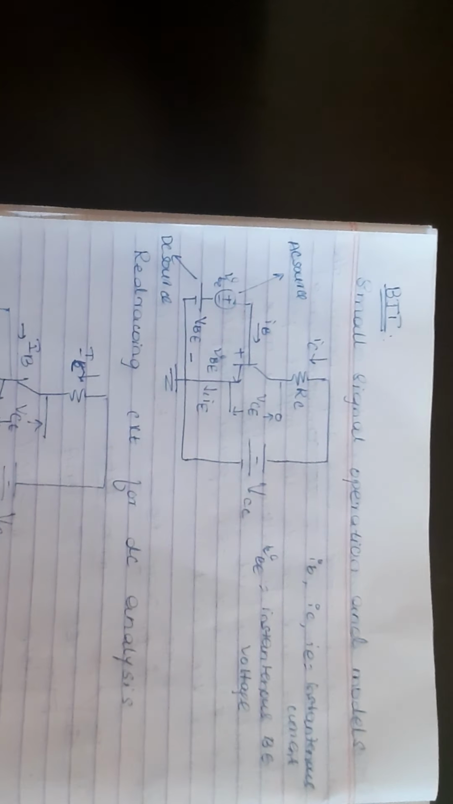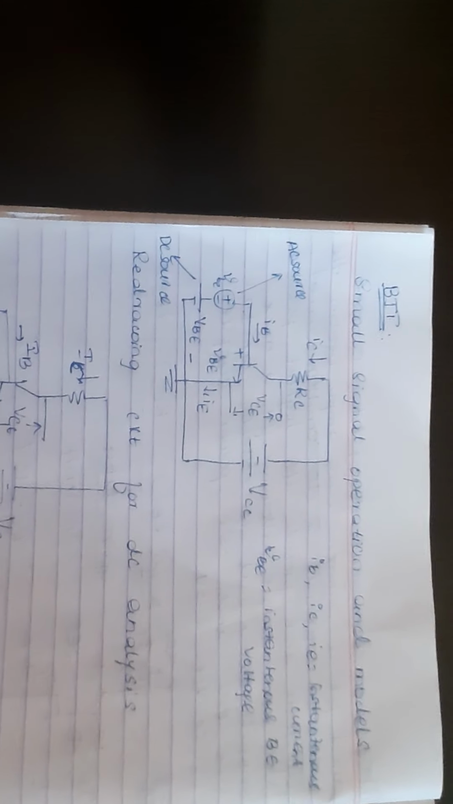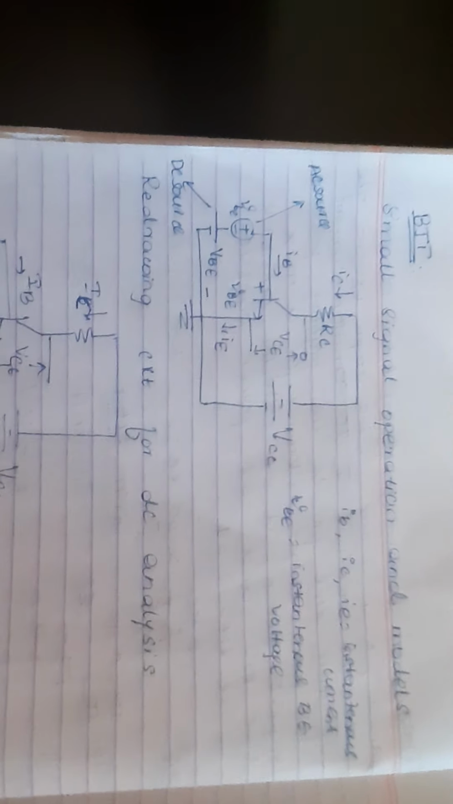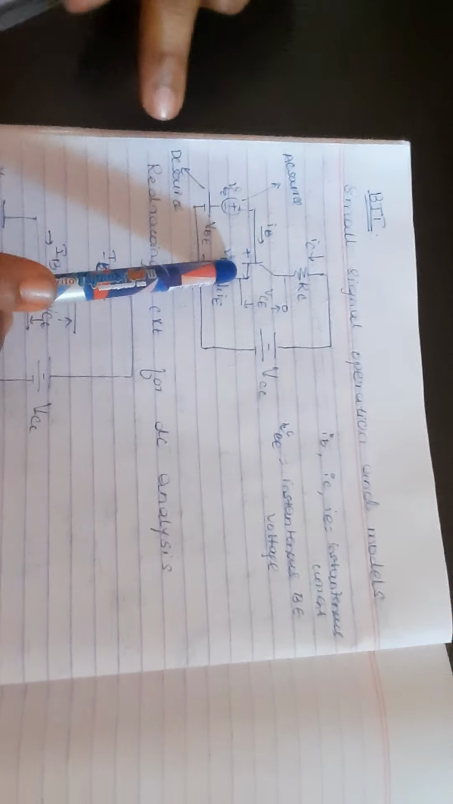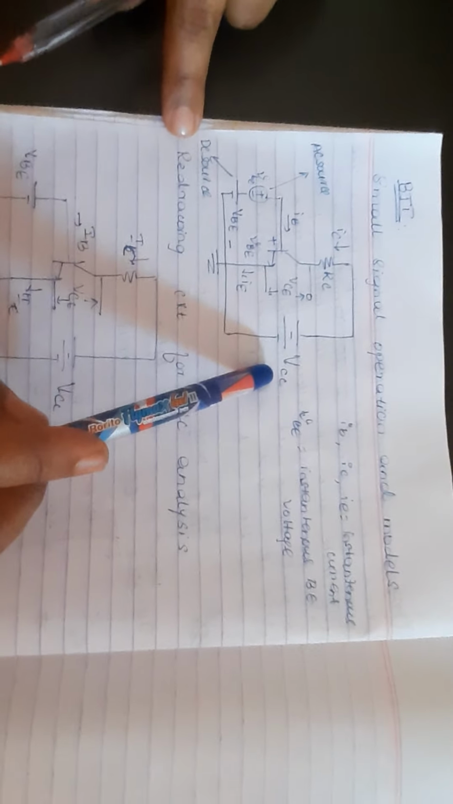Today we'll study the BJT small signal operation and models. The symbol of BJT is here. It has collector, base and emitter. Externally VCC is applied.